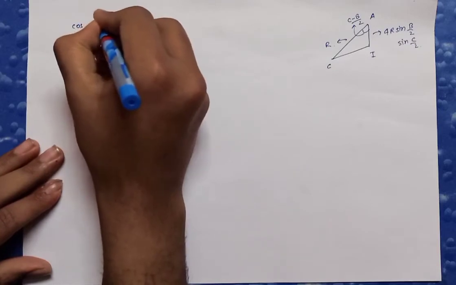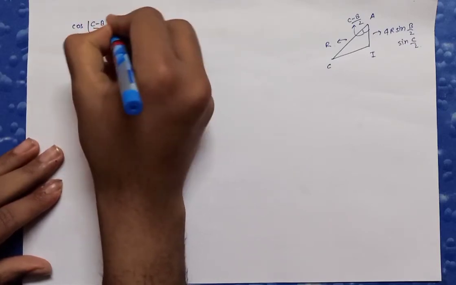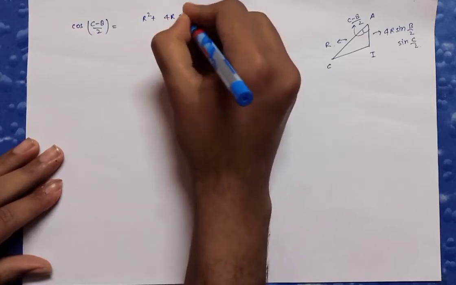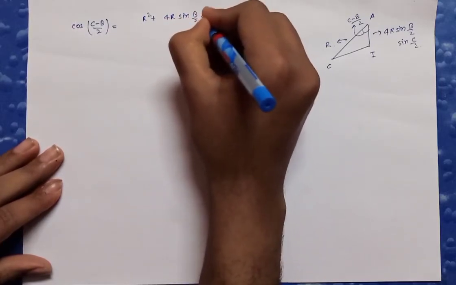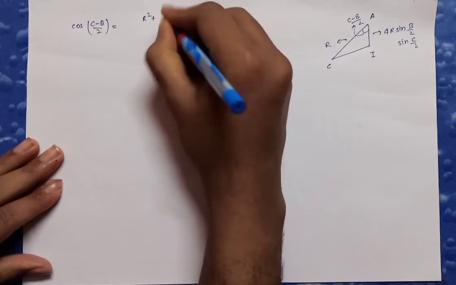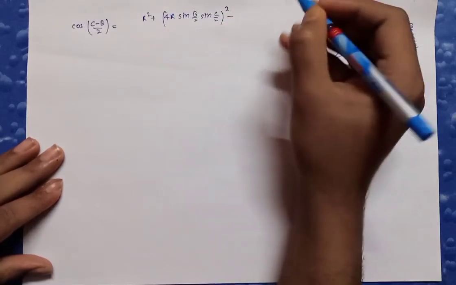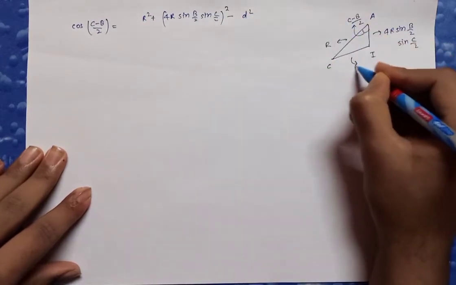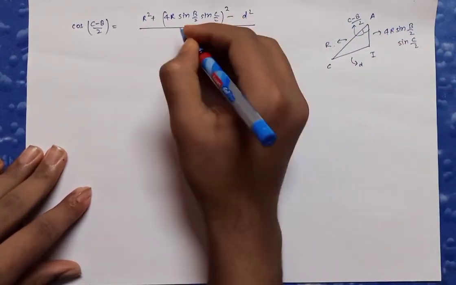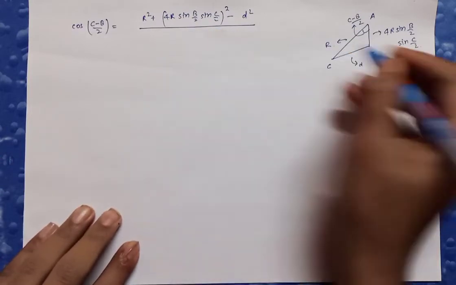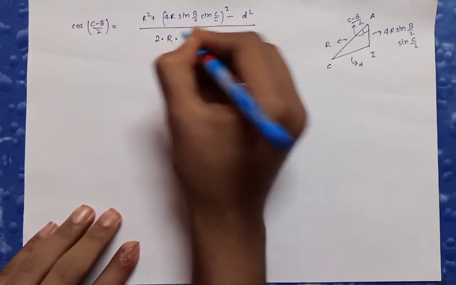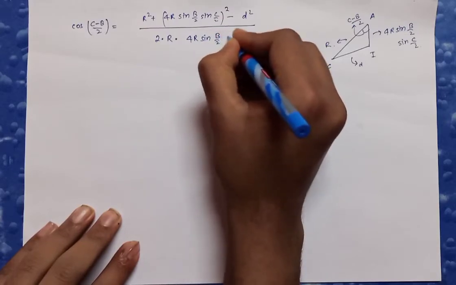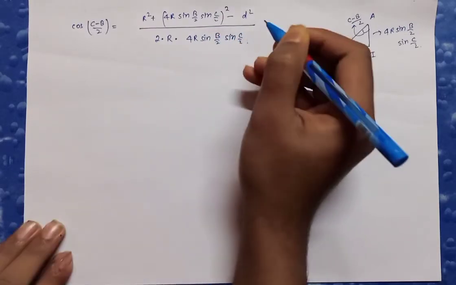cos((C−B)/2) equals R² plus (4R sin(B/2) sin(C/2))² minus CI², that means d², because this was d, divided by 2 times R multiplied by 4R sin(B/2) sin(C/2).